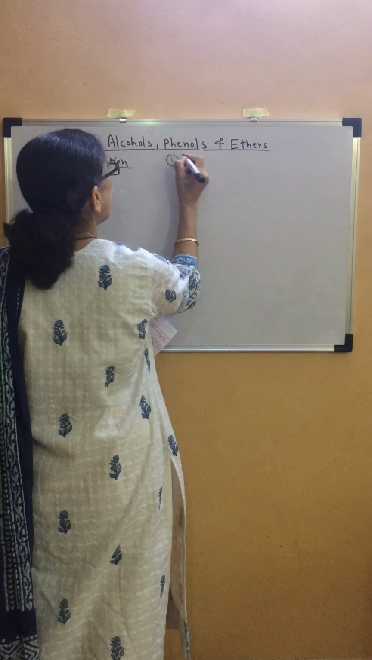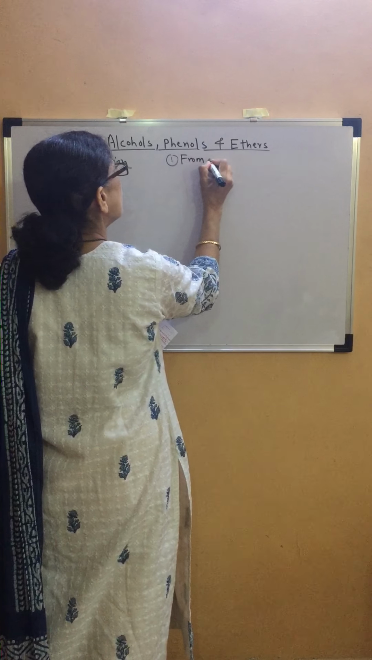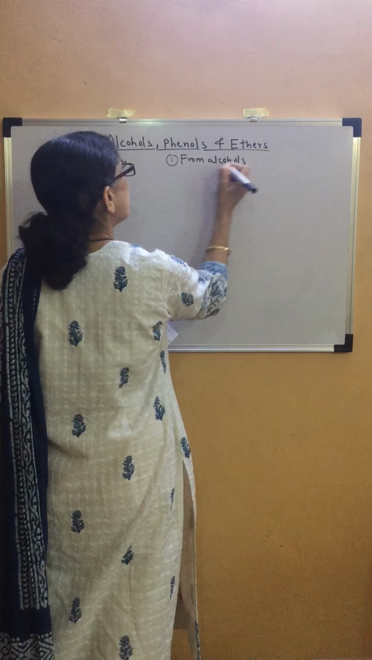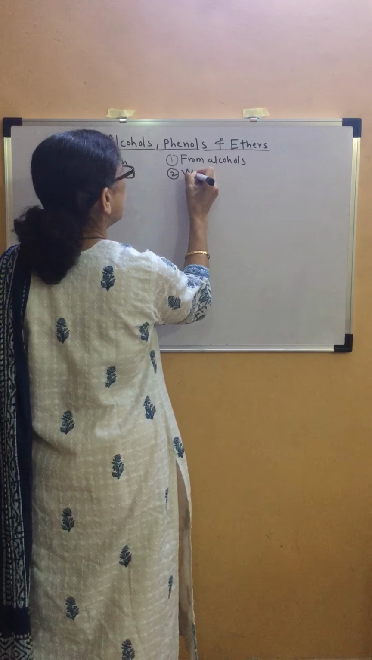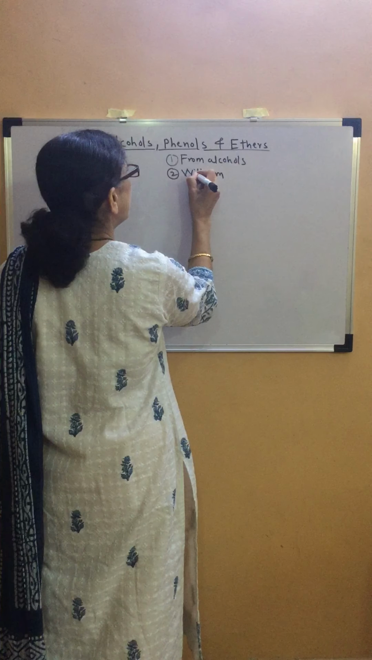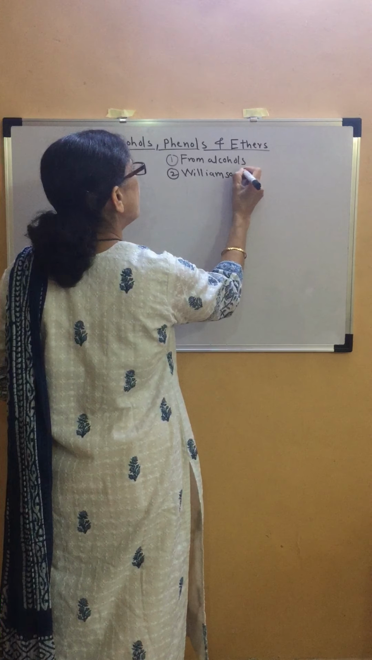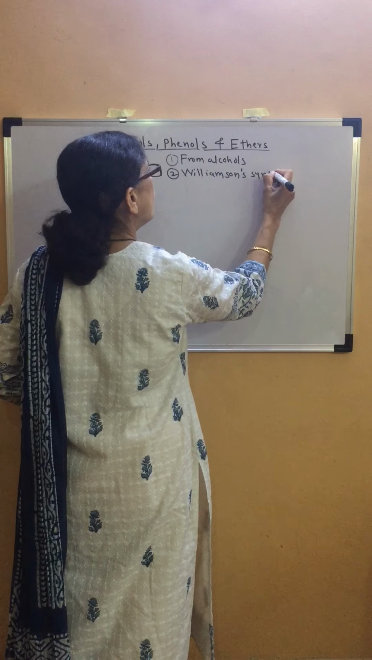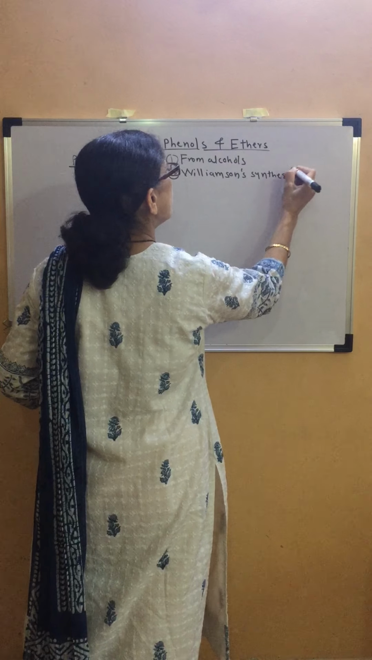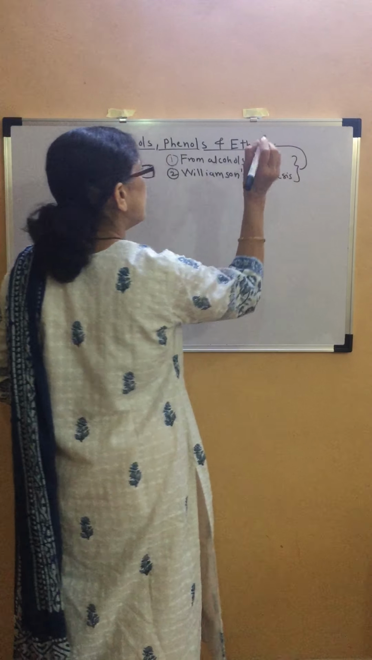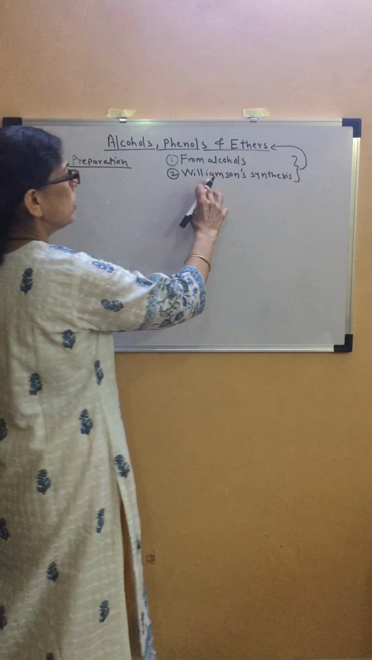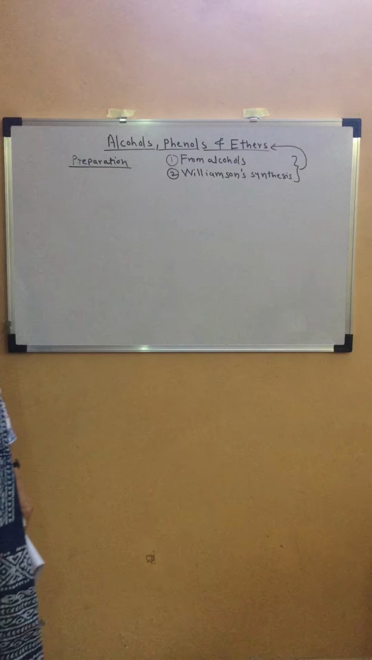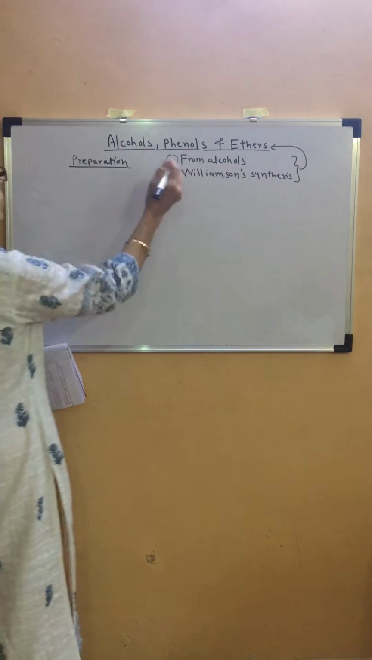First one from alcohols, and second one Williamson synthesis. So using these methods we are able to get ethers, starting from alcohols and starting from alkyl halides by Williamson synthesis. Okay, so we'll discuss first of all the first method, starting from alcohols.